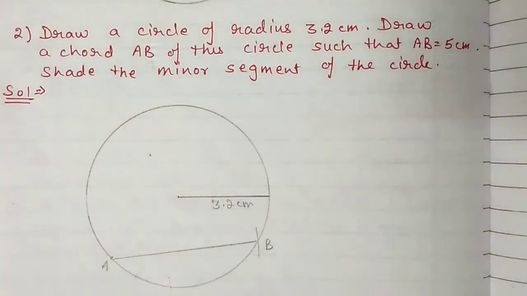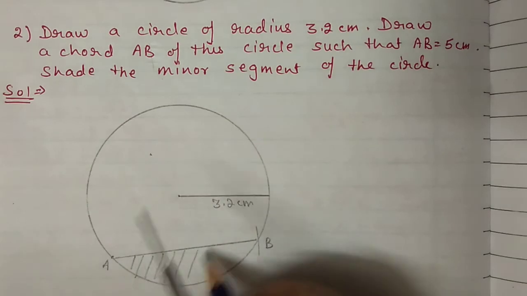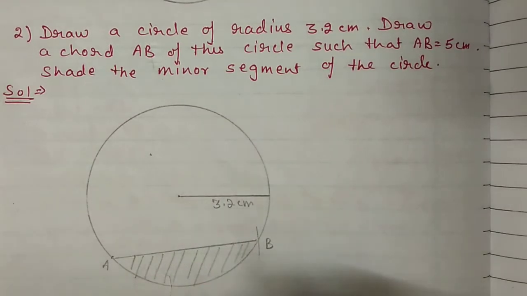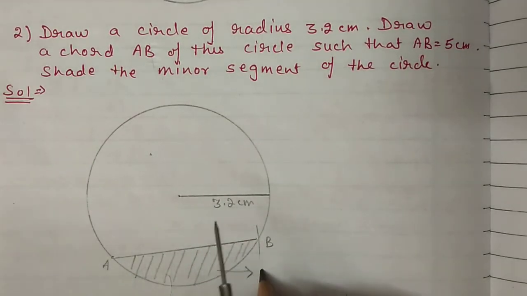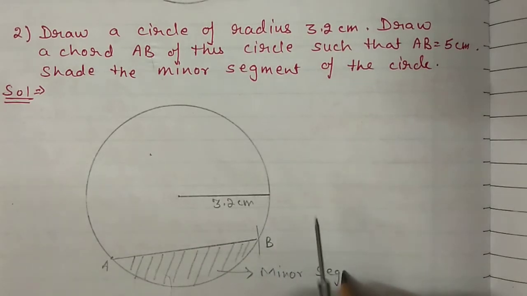And then the next step, shade the minor segment. Minor means the smaller one. So this is the smaller. Shade it. You can shade with color or you can shade with pencil and mark here minor segment.